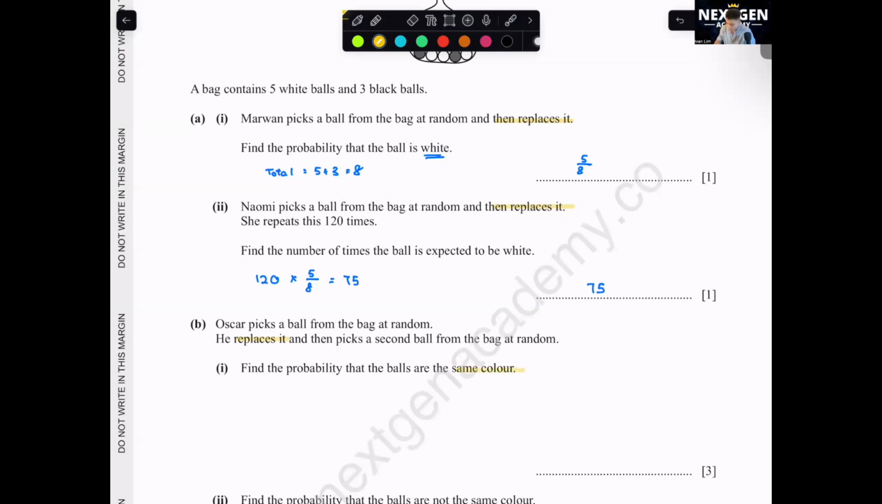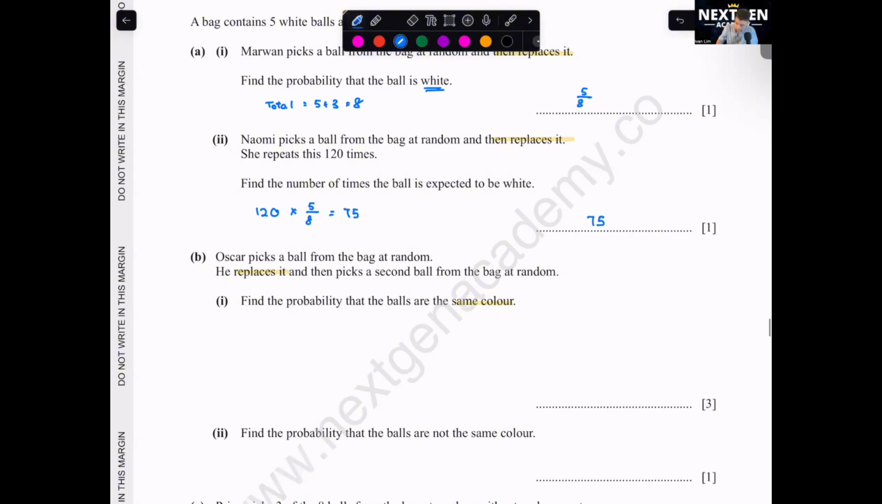Same color ball. How many colors do we have? We only have white and black. So what we need to calculate is either he gets white, or he gets black. And this is with replacement. That means he takes the ball, looks at the color, and puts it back inside the bag. Remember the word or and: or means you add it up. If it's event A or event B, we add it up. If it's event A and event B, you multiply it.